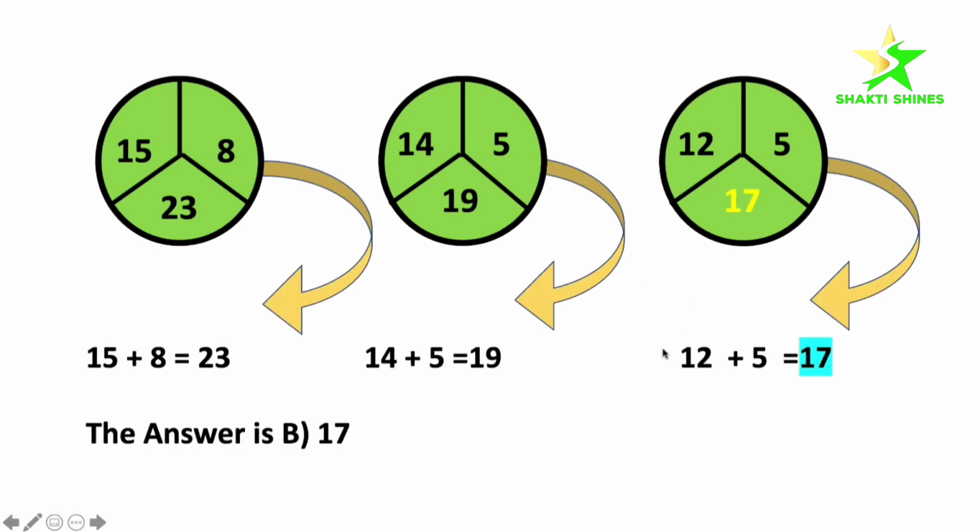So your answer for this puzzle is 17. The method to find the answer of this puzzle is 15 plus 8 equals 23, 14 plus 5 equals 19, 12 plus 5 equals 17. This is the method to find the answer.